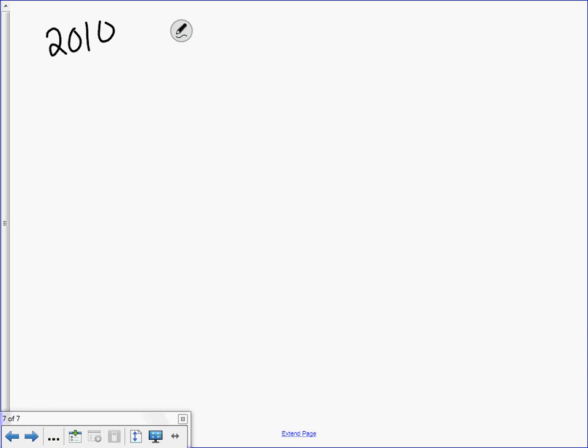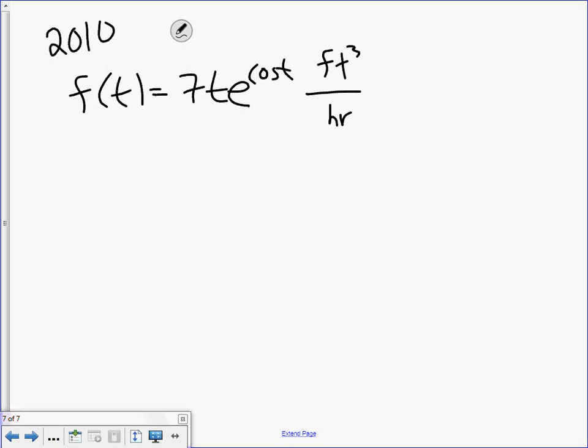there's no snow on Janet's driveway when the snow begins to fall at midnight. From midnight to 9 a.m., snow accumulates on the driveway at a rate modeled by a lovely function, and this is a calculator. So this is the rate at which the snow is falling, f of t, in cubic feet per hour. We don't ignore units, right? So that's the rate at which the snow is falling.